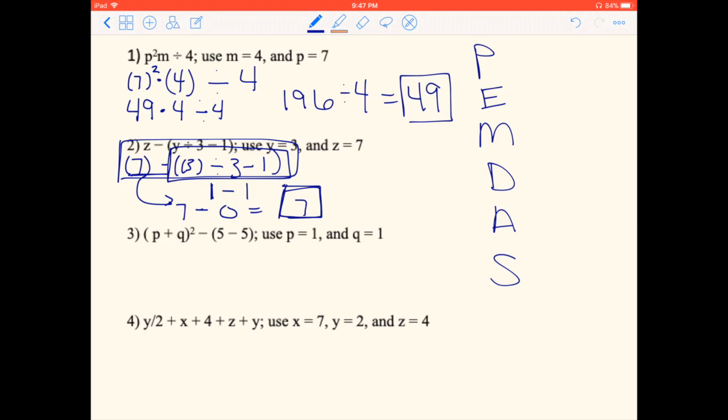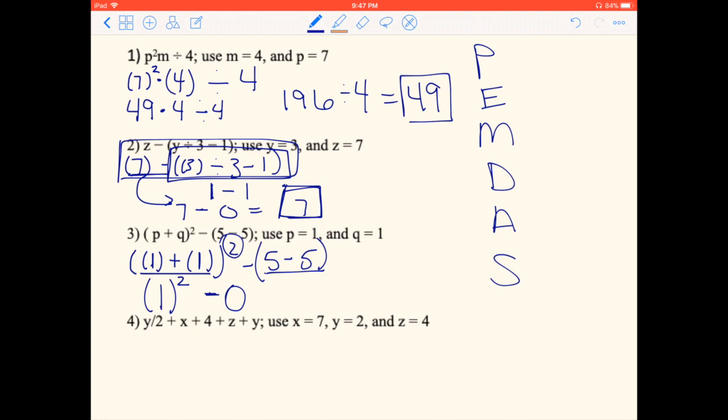All right, so we have the parentheses p plus q squared minus 5 minus 5. So I'm going to put this in parentheses. I'm going to replace p with 1 and q with 1. So we'll do what's in parentheses. So 1 plus 1, and then we'll also do 5 minus 5. So we have 1. You can't forget this squared. So 1 squared minus, and then we have 5 minus 5, which gives us 0. So then we have 1 squared will give us 1 minus 0.